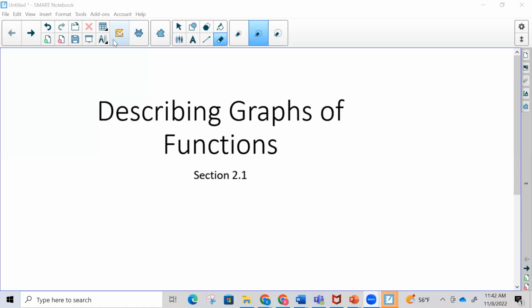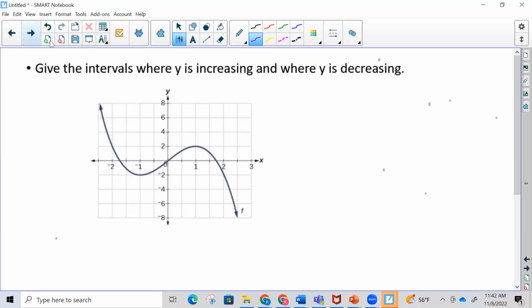So in this video and in unit 3, we're going to really look at the relationship between the original function, the derivative, and the second derivative, especially when we're looking at graphs. So if we look at this graph, we want to just talk about the features of it and the intervals where y is increasing and y is decreasing.